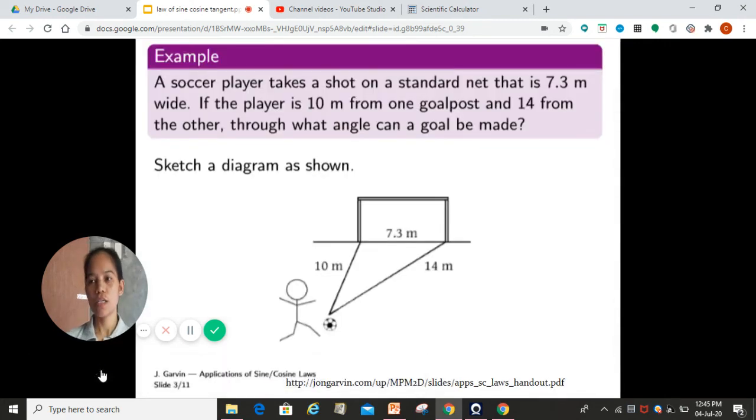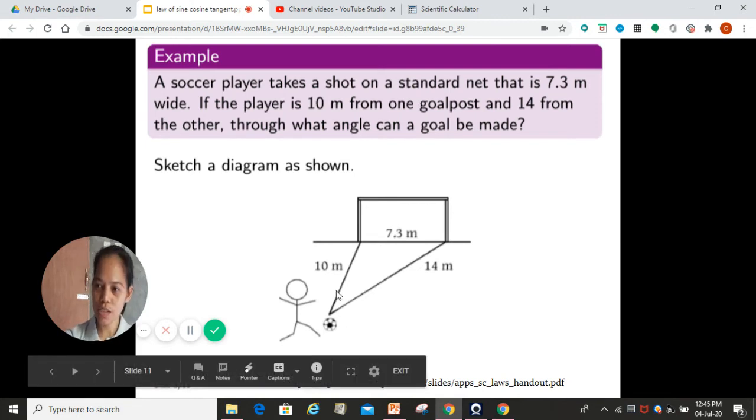Let's take a look at this soccer player who takes a shot on a standard net that is 7.3 meters wide. If the player is 10 meters from one goal post and 14 meters from the other, through what angle can a goal be made? So you have to analyze, and if a sketch or a diagram is given to you, it's easier. But if it's not yet given, you have to visualize how it looks in real life. So this is the angle that we are to look for.